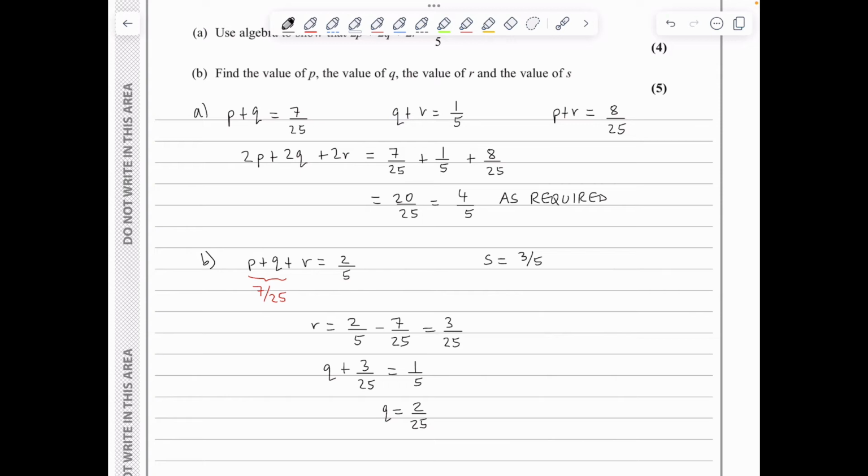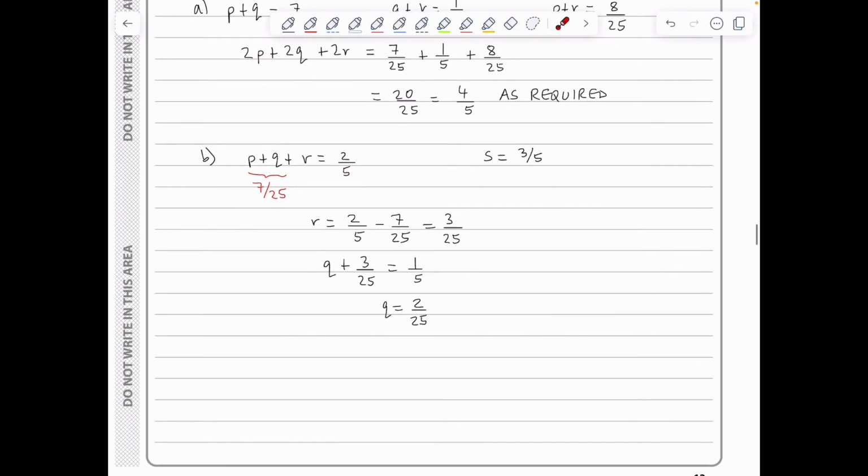And finally, to find p, we could go over here. P plus r is 8 over 25, so p plus the value of r, which is 3 over 25, is equal to 8 over 25, which leads to p being 1 over 5.